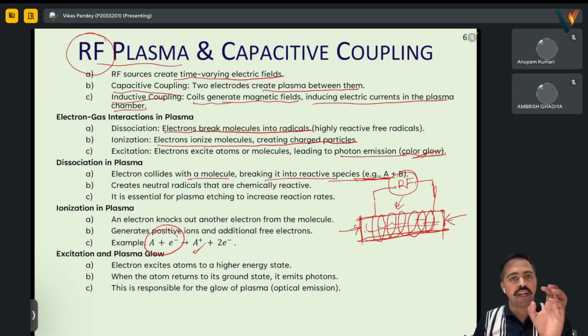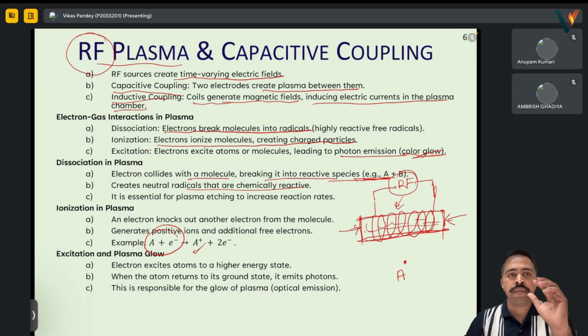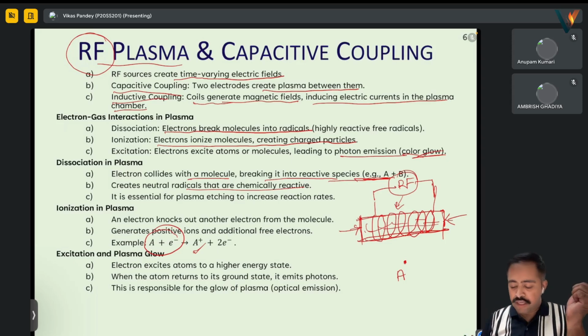That is, it was sitting idle or it was just moving. Now an electron hits it and makes it a reactive ion, like disturbs it in a sense. This creates neutral radicals that are chemically reactive. That means, say, species A. Now it will carry a reactive electron or reactive site. That is, it is still in the molecular form, but it is ready for any reaction now, since it has been disturbed or activated. And that is why this part is essential, because it is the initialization of this formation.